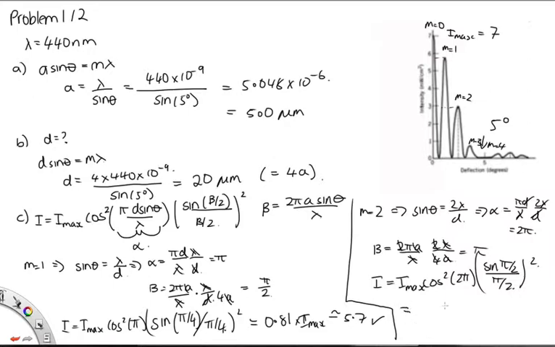And so solving this on the calculator, we end up with 0.405 times I max. And then substituting in the 7, we end up with 2.8. And looking at the intensity here, you can see it's just below 3, so that looks reasonable. So we verified those two intensities.